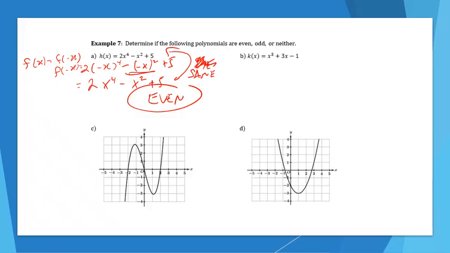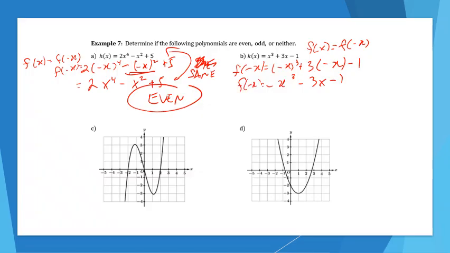Let's take a look at this function and let's test to see if it's even first. So for even, remember f of x equals f of negative x here. Now we already know f of x, or k of x in this case, but let's find k of negative x. Negative x cubed plus 3 times negative x minus 1, which turns into negative x cubed minus 3x, and that still stays minus 1. This is f of negative x, which is not the same as the original function, so we know it's not even.